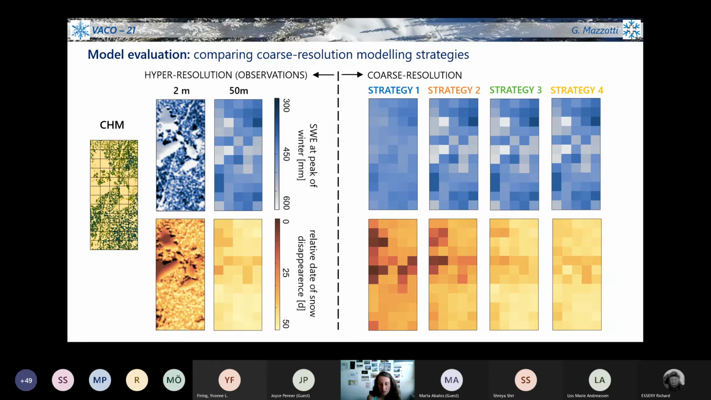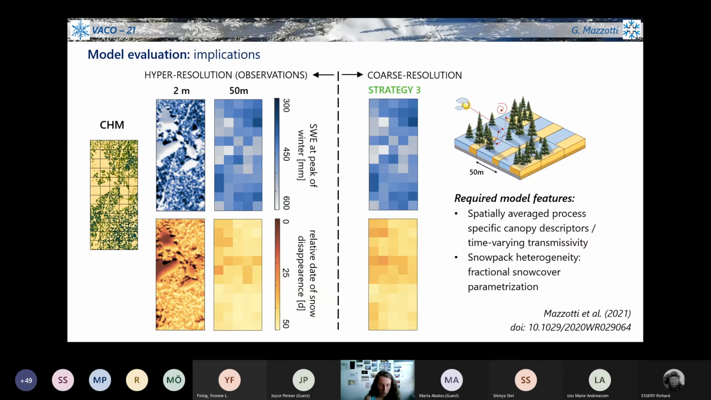And by just comparing these visually, we can see that strategy 3 is the first strategy to match both SWE at peak of winter and snow disappearance state properly. So it's kind of our sweet spot in the trade-off between model complexity and model accuracy. And so from this simple modeling exercise, we are able to identify features that are pertinent to successful coarse resolution simulations. In this case, these features are the features that characterize strategy 3.